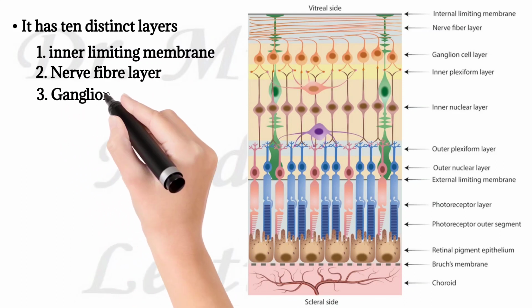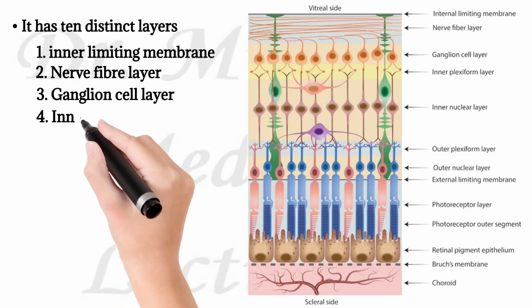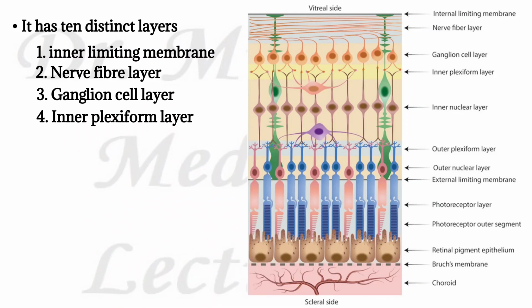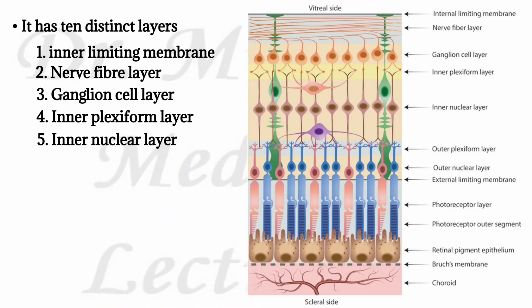Then comes the ganglion cell layer. It is composed of ganglion cell bodies. The next is the inner plexiform layer. It is composed of synapses between dendrites of ganglion cells and axons of bipolar cells. It also contains processes from amacrine cells. The next is the inner nuclear layer. It is composed of oval flattened bipolar cells. It also contains horizontal and amacrine cells.